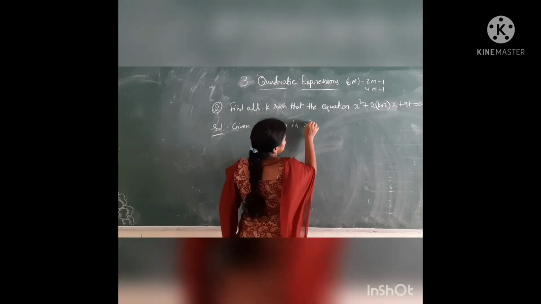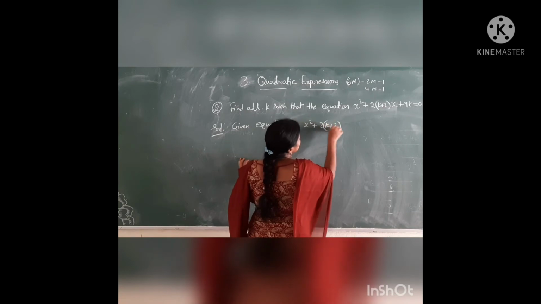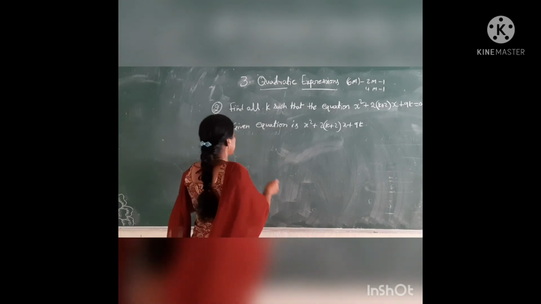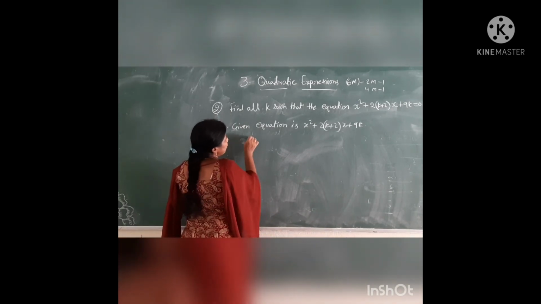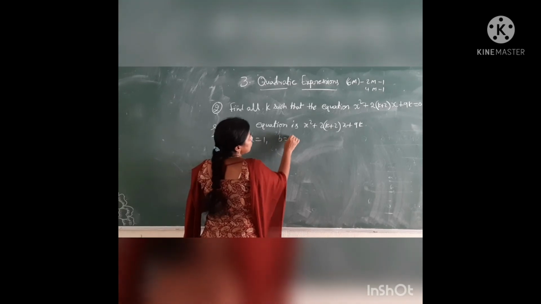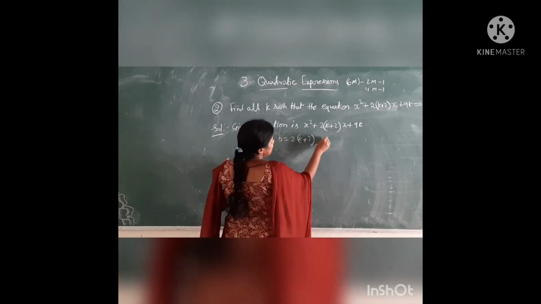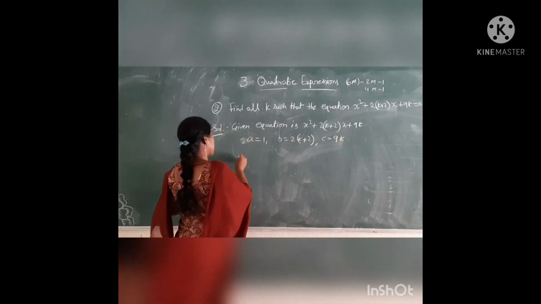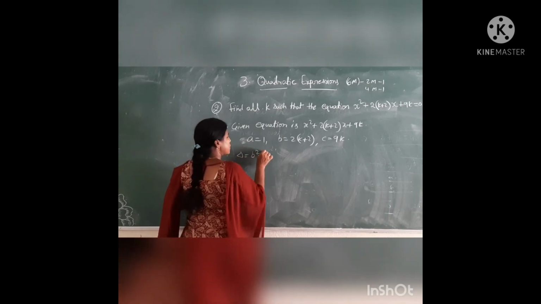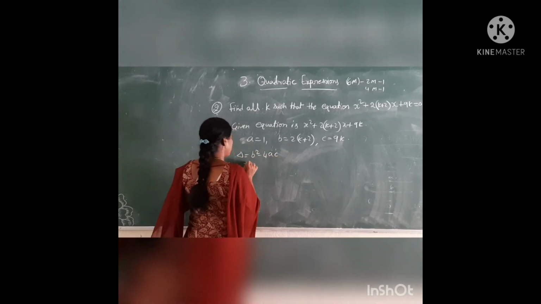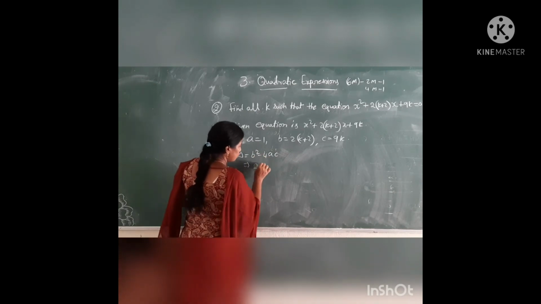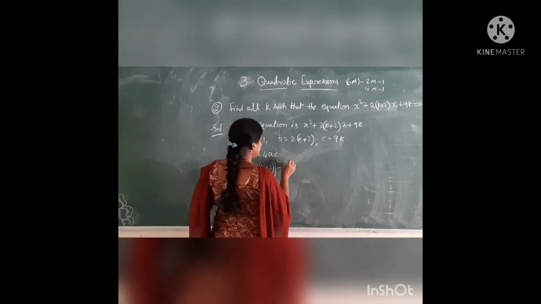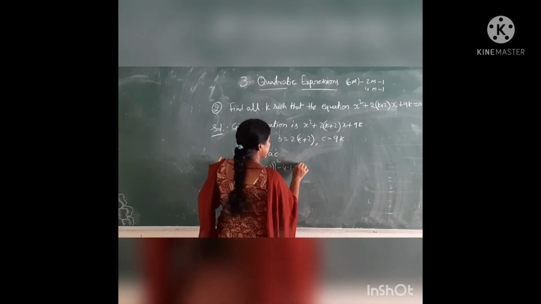So first, given equation x square plus 2 into k plus 2 into x plus 9k. Okay, compare this equation with the general quadratic equation. a is equal to 1, b is equal to 2 into k plus 2 and c is equal to 9k. Okay, and this has equal roots means discriminant delta is equal to b square minus 4ac, that is equal to 0. So b square is 2k plus 2 whole square minus 4, a means 1 and c means 9k.